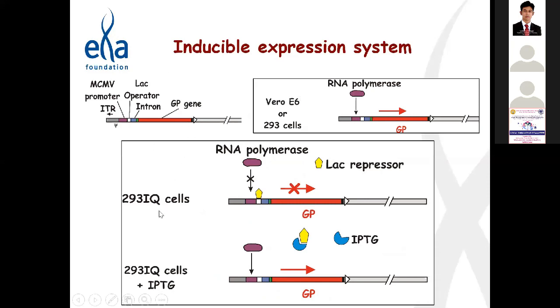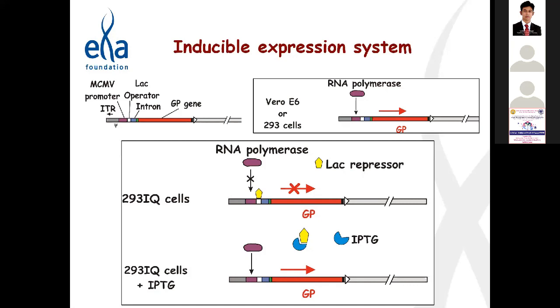This is how it happens. You can see here in 293 IQ cells, it's difficult for RNA polymerase to bind and express the glycoprotein because the Lac repressor is controlling the expression. But when we add IPTG, IPTG and the Lac repressor bind together, and there will be expression. So there is a reversal of repression, you can see. But in other cell lines like A549 or 293, there is no control on the expression. So there will be a high amount of expression of glycoprotein.